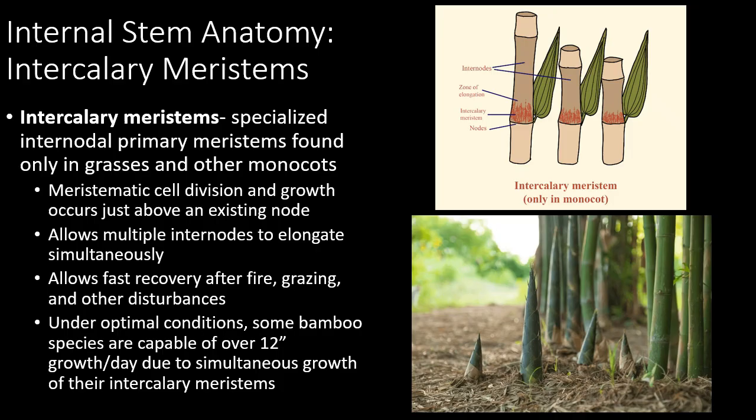And because the bamboo can basically preform all of its nodes, but then still do primary growth at the intercalary meristem, it allows the bamboo to do all this prep work, developing this young bamboo shoot that has a bunch of nodes. And then all of the nodes can simultaneously elongate. And that allows those bamboo shoots to just shoot up incredibly fast. Some species can grow over a foot a day because they're able to simultaneously grow at all of those different intercalary meristems, which is really impressive.